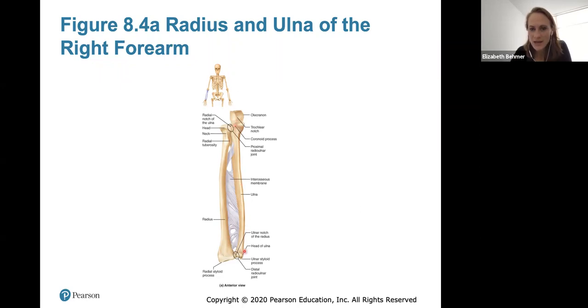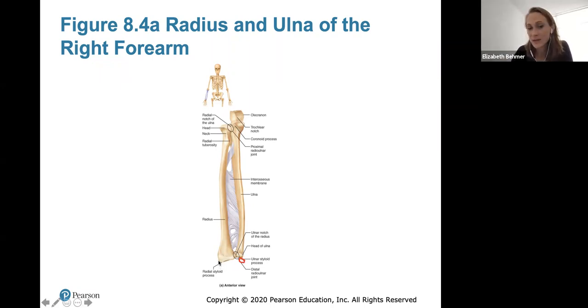Here's your ulna. And at the distal end of the ulna, we have the head of the ulna. And then the styloid process is this little piece. If you can see it here, that's kind of sticking out right there. That's the styloid process. And then on the radius, I'm going to go through a couple of structures here.